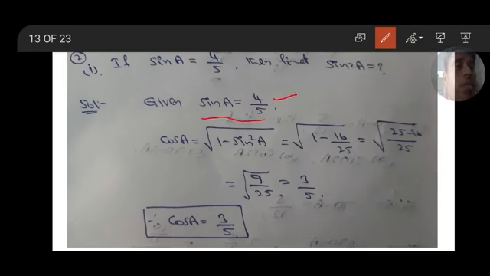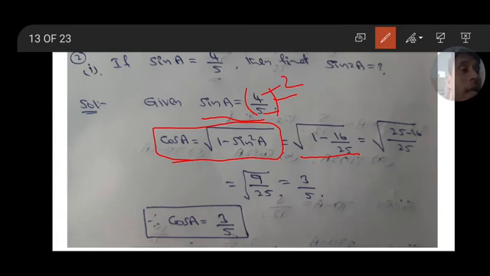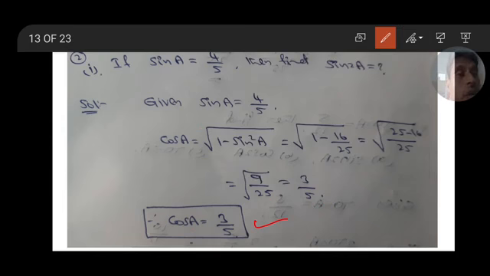Given sin A equals 4 by 5, cos A equals square root of 1 minus sin square A. That is square root of 1 minus (4 by 5) whole square, which means 16 by 25, since 4 square is 16 and 5 square is 25. LCM is 25, so square root of (25 minus 16) by 25, which is 9 by 25. Root 9 is 3, root 25 is 5. So cos A equals 3 by 5.